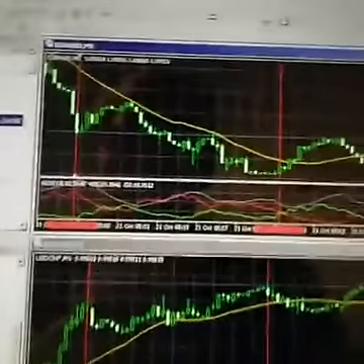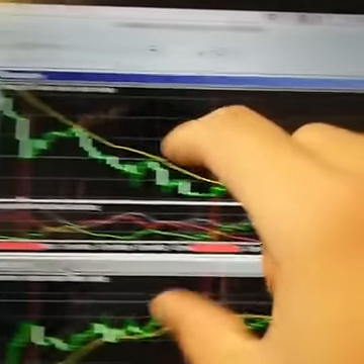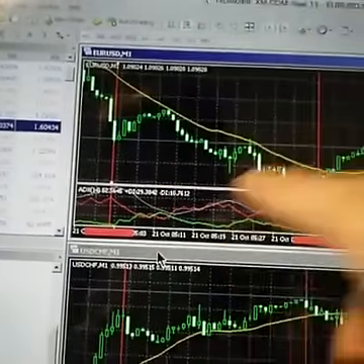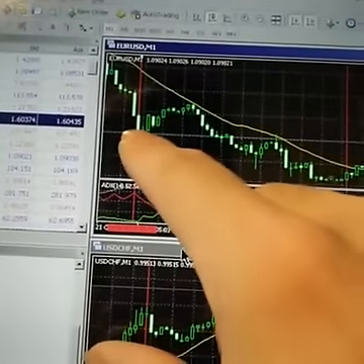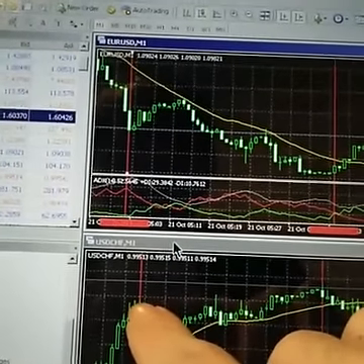If these two are known to behave in opposites, if I miss a trade setup here, I could go over here to take the trade. It's a little bit like arbitrage.